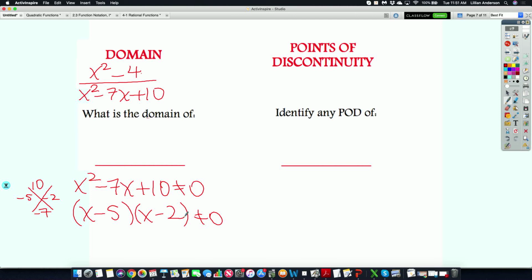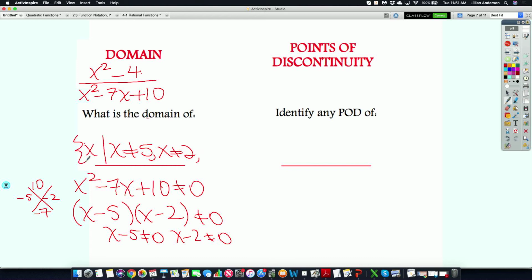I set both of those not equal to 0, because I'm looking for the domain. This is me showing all the work. You necessarily don't have to do this. So what are my two values? So x cannot equal 5. x cannot equal 2. I can write that in set notation. Y'all remember the curly brackets? x is an element of what types of numbers? All real numbers. And that is the domain of this rational function. Questions?